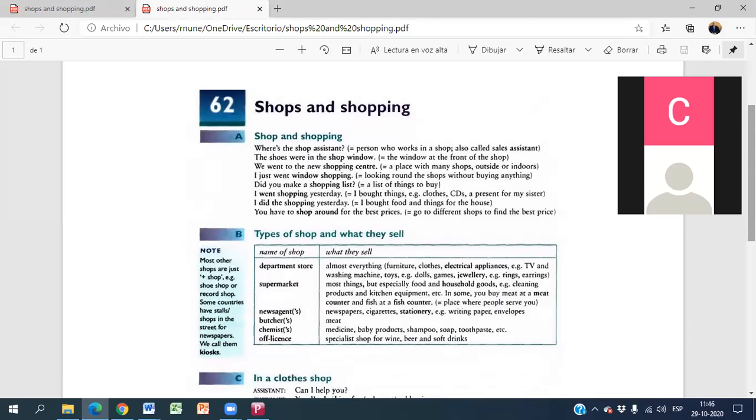Okay. Iris, are you there, Iris? Yes. Okay, read the rest. The shoes were in the shop window, the window at the front of the shop.